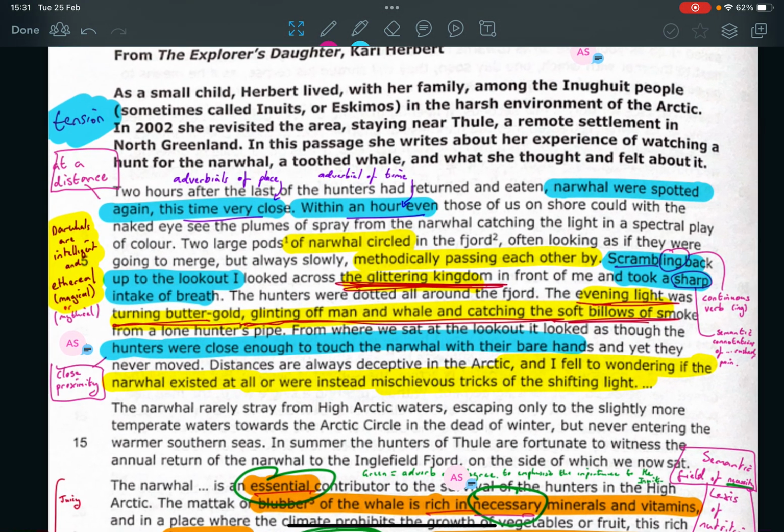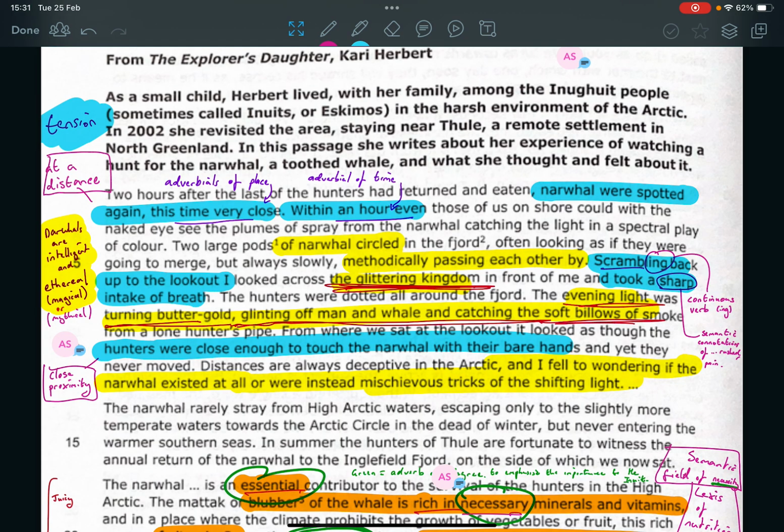So let me pick out some key quotations here. I'm not going to talk through everything here, but you are welcome to pause the video and look up some of my annotations. So we open with a distance and some interesting adverbials of place and time. "The narwhal was spotted again, this time very close, within an hour." So all of those adverbials of place, "this time very close," and "within an hour" for adverbial of time, that helps create this sense of tension. You know, you've got to act now.